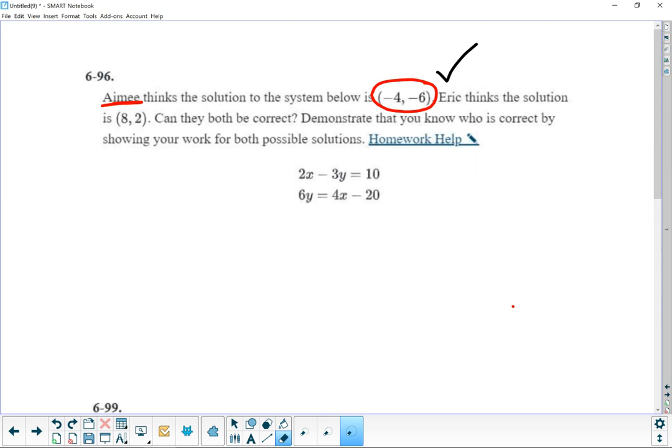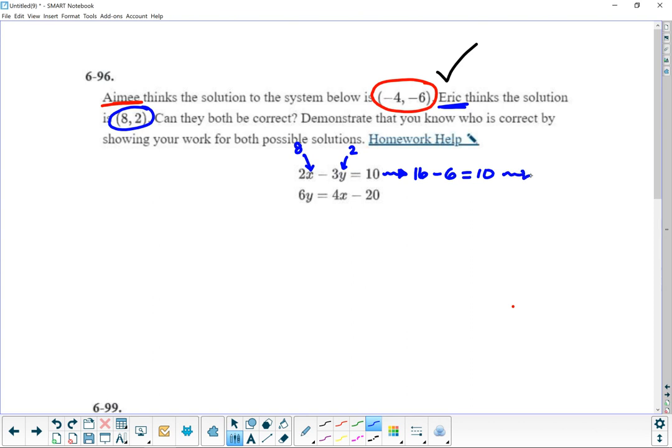Now let's look at Eric. Eric is in blue. So Eric is 8, 2. So do the same thing again. X is 8. Y is 2. So we will have 8 times 2, 16, minus 3 times 2 is 6. And does that equal 10? Yeah. That's 16 minus 6 is 10 equals 10. We are good. Okay, let's look at the second equation.